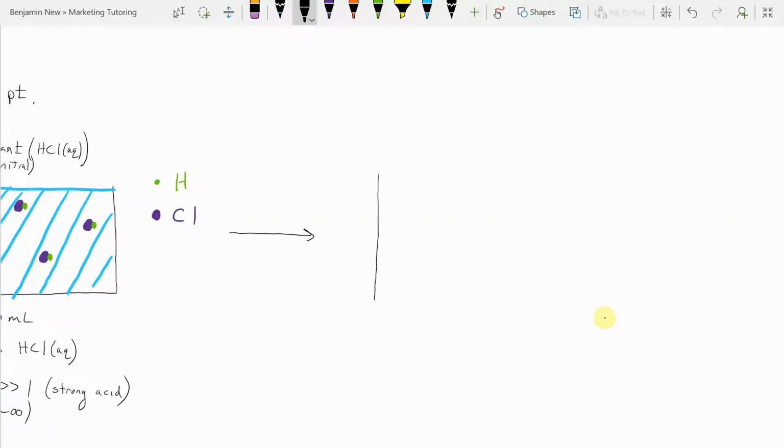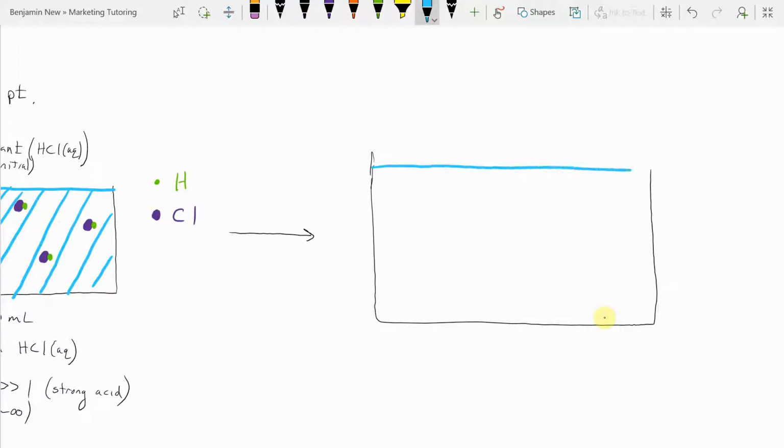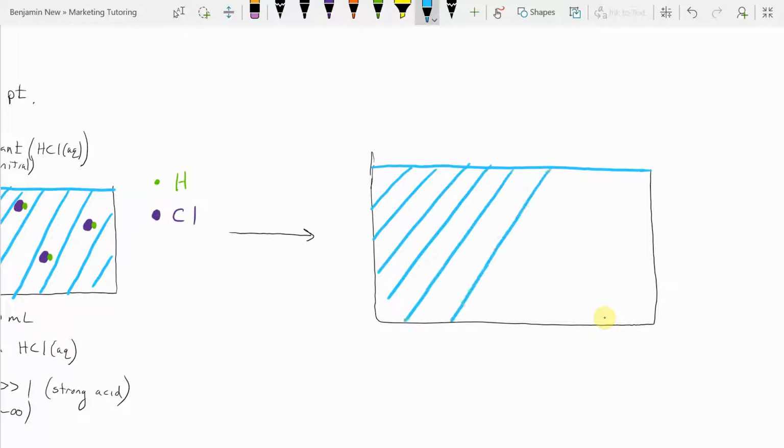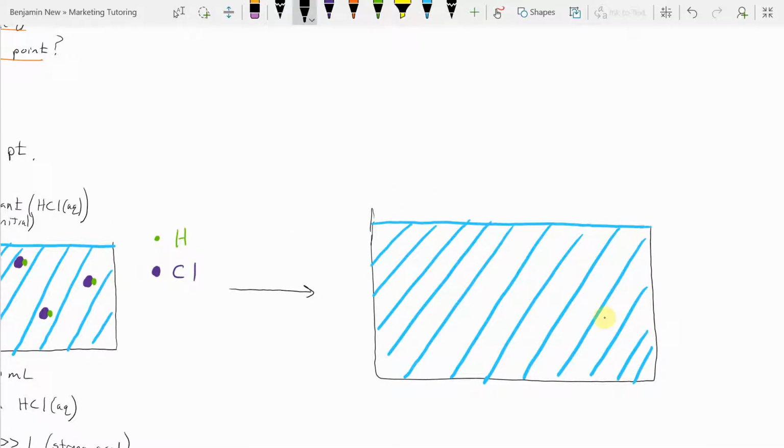So let's make an even bigger container to represent the solution at the equivalence point. And now for this one, I'm not going to draw all the molecules. We'll just write this is at the equivalence point.